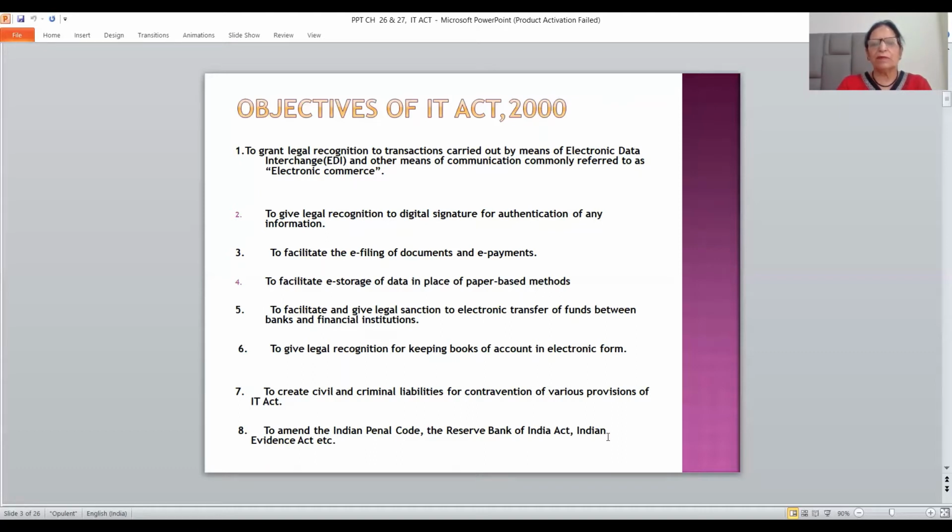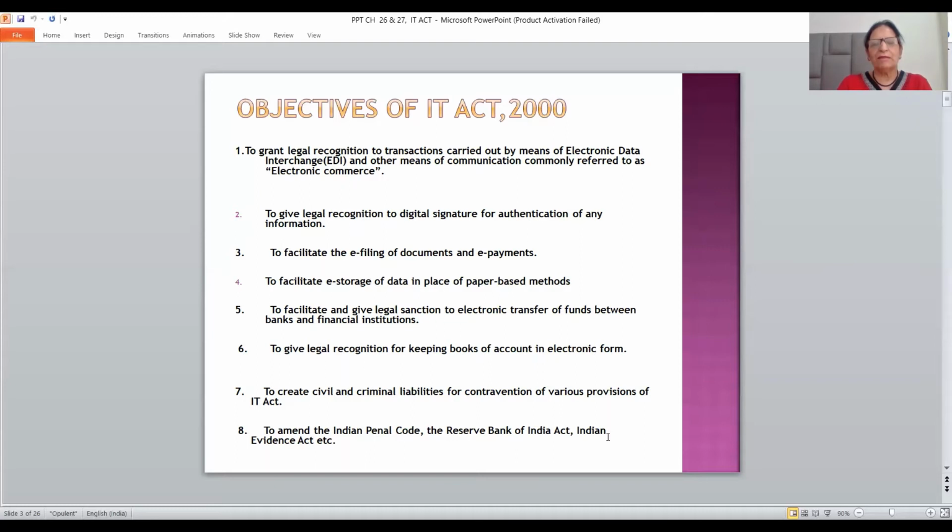To give legal recognition for keeping books of accounts in electronic form. Even the books of accounts by all the institutions are being maintained in electronic form. On computer, at the click of the mouse, the bank employee can check our balance. Earlier, before the enactment of the Information Technology Act 2000, when we went to the bank to deposit or withdraw money, the bank employee used to see the ledger and check how much balance was there in the customer's account. If he found sufficient balance, he used to permit the withdrawal. But now, at the click of the mouse, the employee will tell you how much balance is there in your account so that you can withdraw your money.